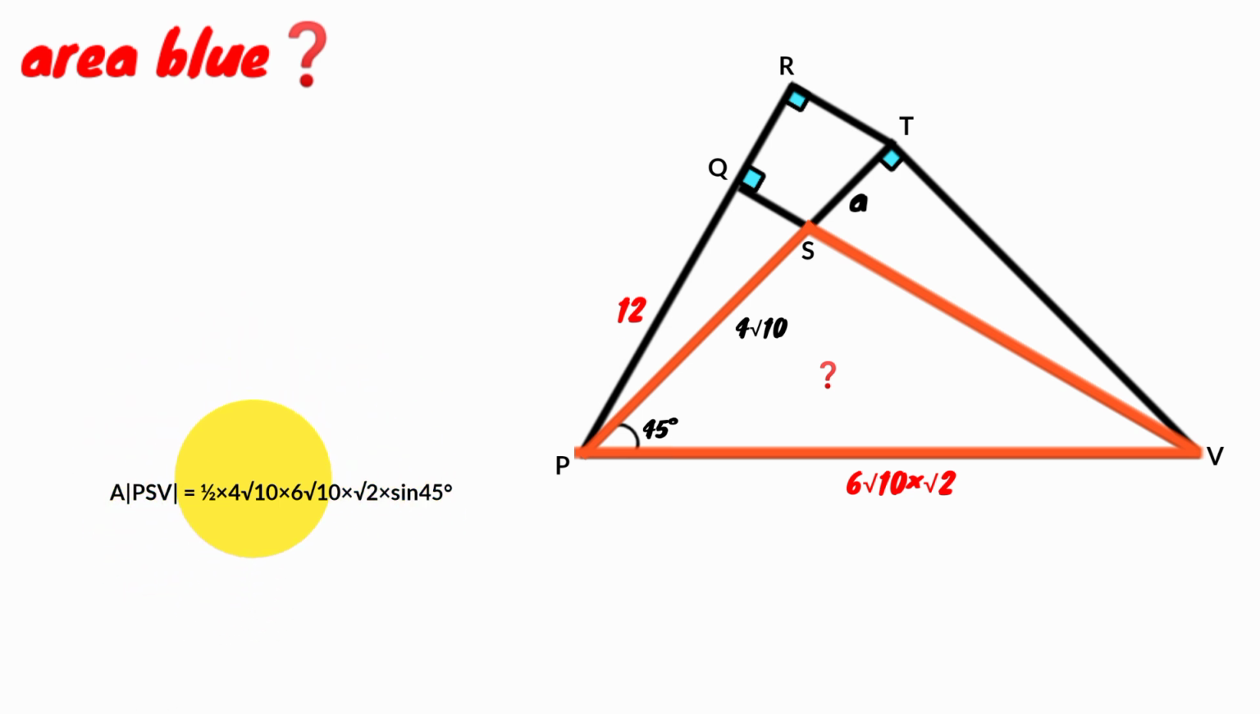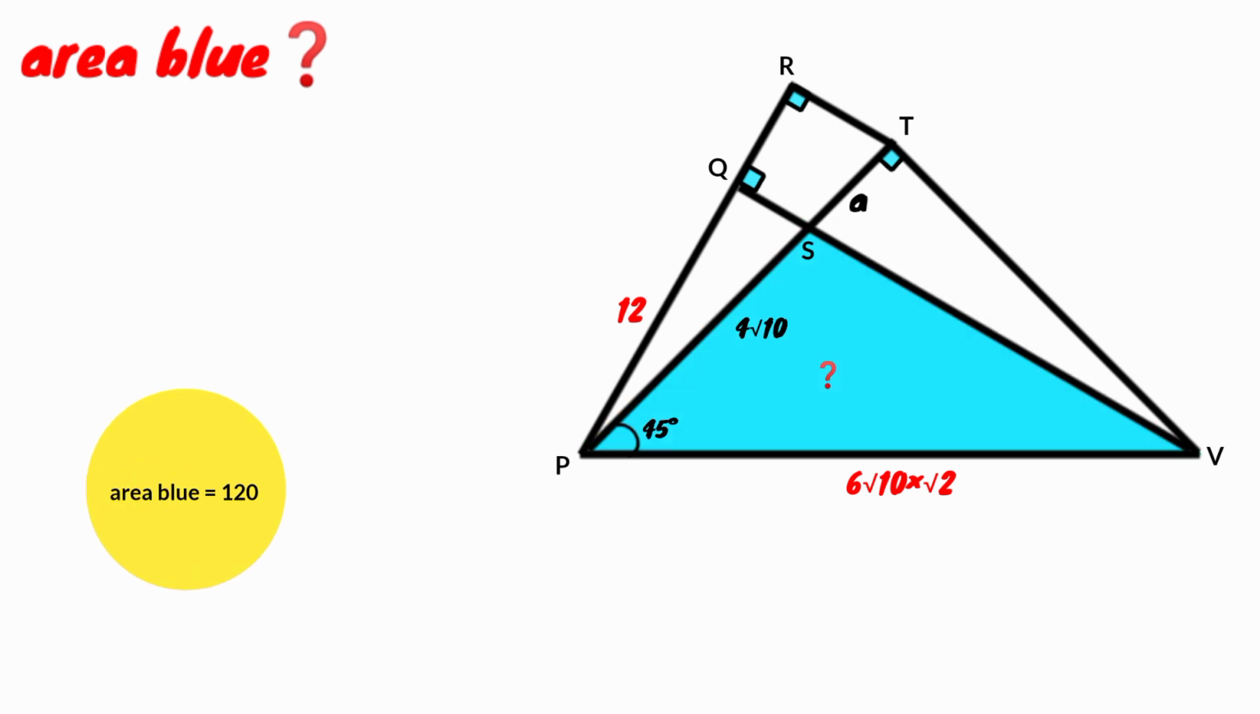1 over 2 times 4 root 10 is 2 root 10. 2 root 10 times 6 root 10 is 12 times 10, which is 120. Sin 45 degrees is 1 over root 2. Root 2 times 1 over root 2 is 1. 120 times 1 is 120. So area of triangle PSV, which is blue area, equal to 120 square units.